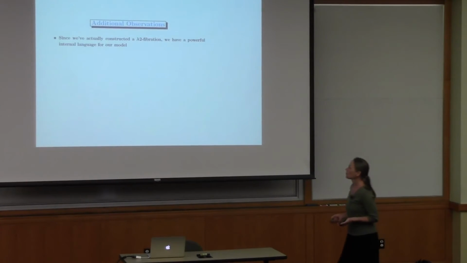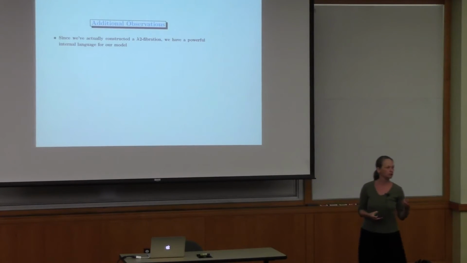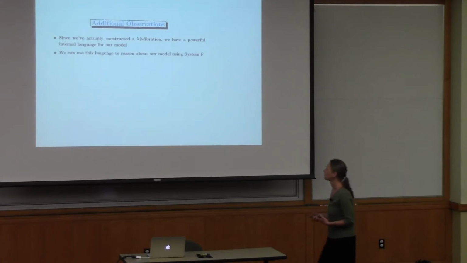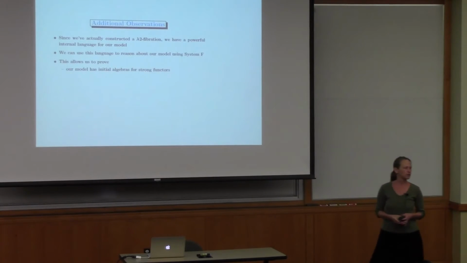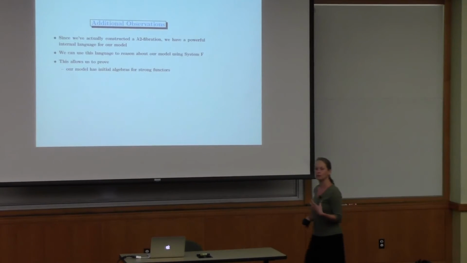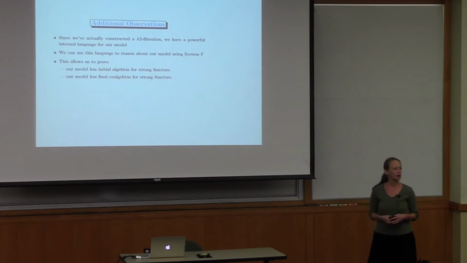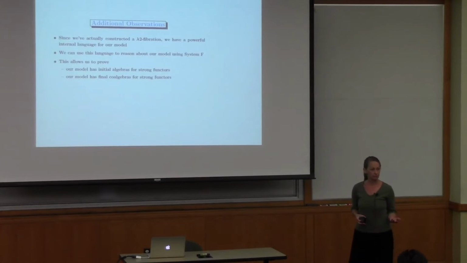Okay, so in addition to that, I keep mentioning these litmus test properties that you can apply to your model to make sure you've got a good model. Because we've made a lambda 2 fibration, we have a tool for showing those. We have an internal language for our model, and we can use it to show that we have those properties. So again, those properties are things like functors that should have initial algebras do. So that means you can model algebraic data types, if you're interested in those. Functors that should have final coalgebras do. That means that you can model co-inductive data types.